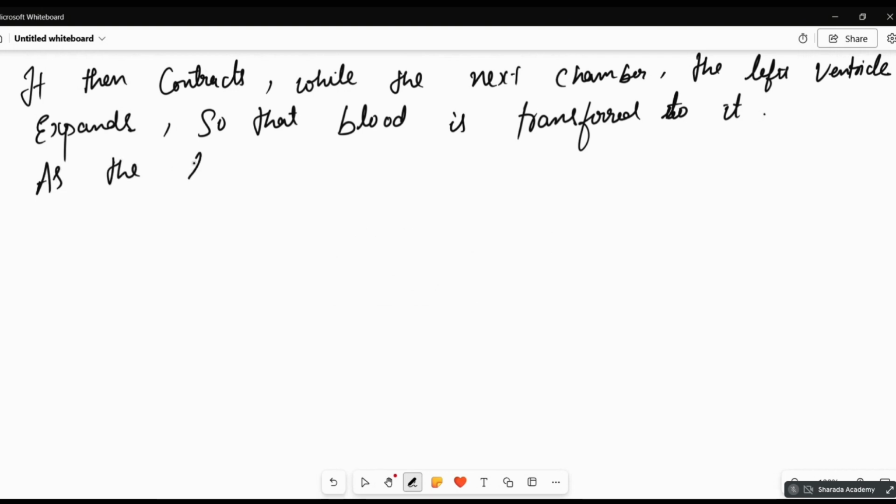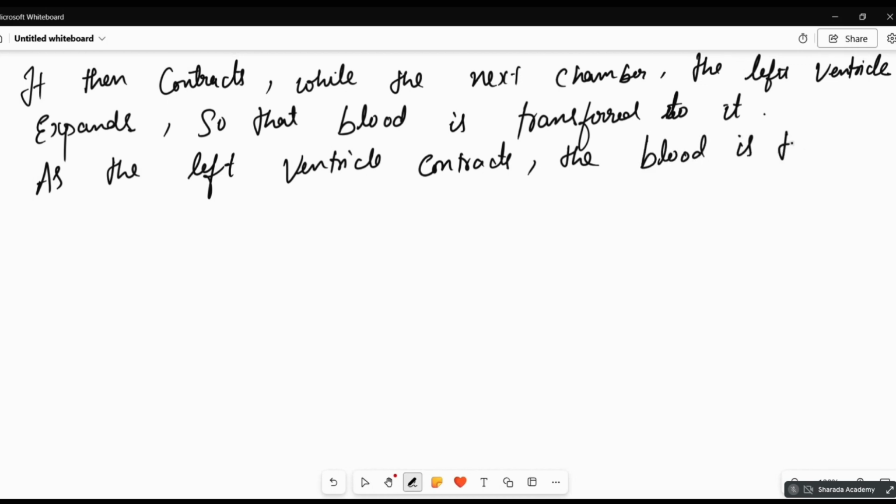As the left ventricle contracts, the blood is pumped out for circulation in the body.